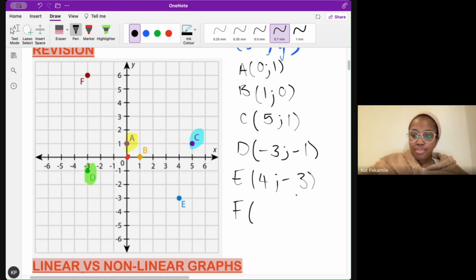The coordinate for F is -3 and 6. Let's check. 1, 2, 3. Yes, we have a -3, and we've indeed moved up 6 points.